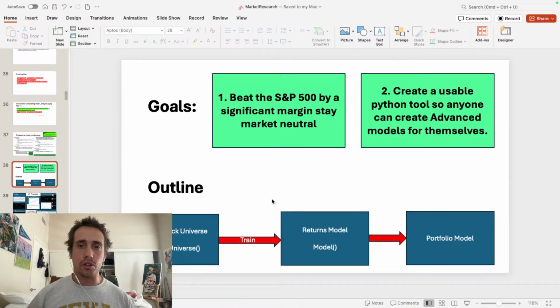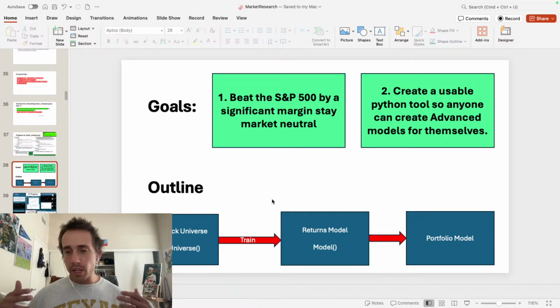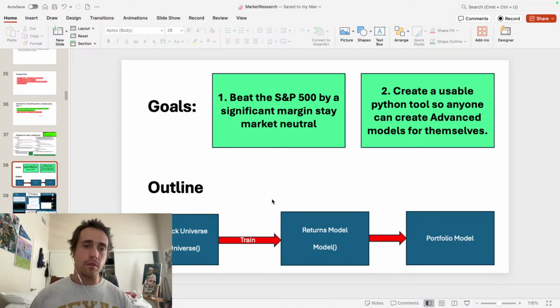So I have two goals. The first goal: beat the S&P 500 by a significant margin and stay market neutral. So what's this mean? The S&P returns on average 6% per year. Then there are up years and down years. I want to do better than that, 3 to 4 times better. So on average, 18 to 24% per year. And I want the strategy to be market neutral. So it shouldn't matter whether the whole market's going up or going down. I should reliably be getting the same returns no matter what. So here's the layout for that at the bottom.